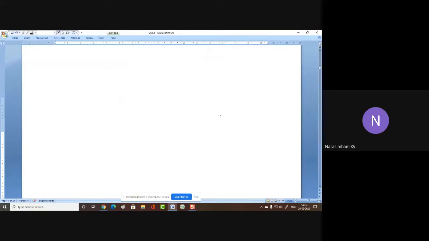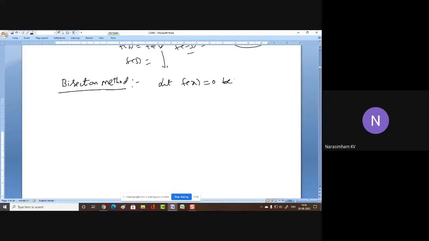Now coming to the bisection method. This is the first method. Now what is the method? Very simple. Let f(x) equals 0 be the given equation, and the required root lies between A and B, which is nothing but the location.